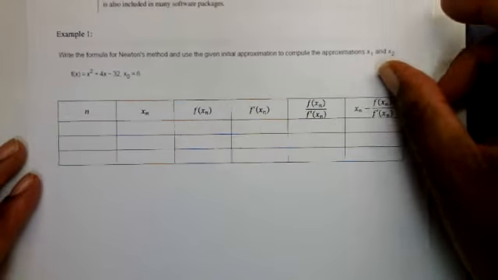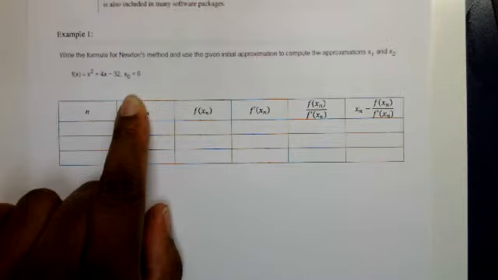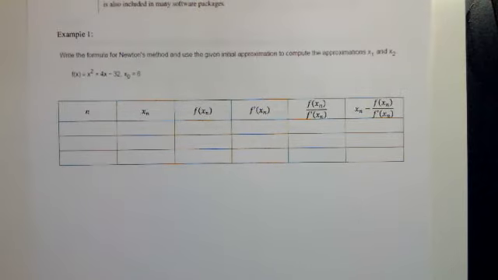Here we're going to write the formula for Newton's method and use the given initial approximation to compute the approximations x1 and x2. And here we've got the function f of x is equal to x squared plus 4x minus 32. And our initial approximation, x of 0, is going to be equal to 6. So here we're given the initial approximation. So we're going to use that. We'll start with that to compute approximations just for x1 and x2.